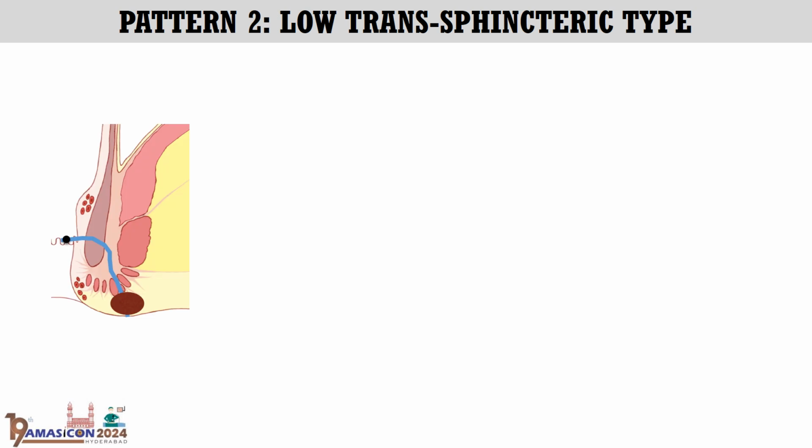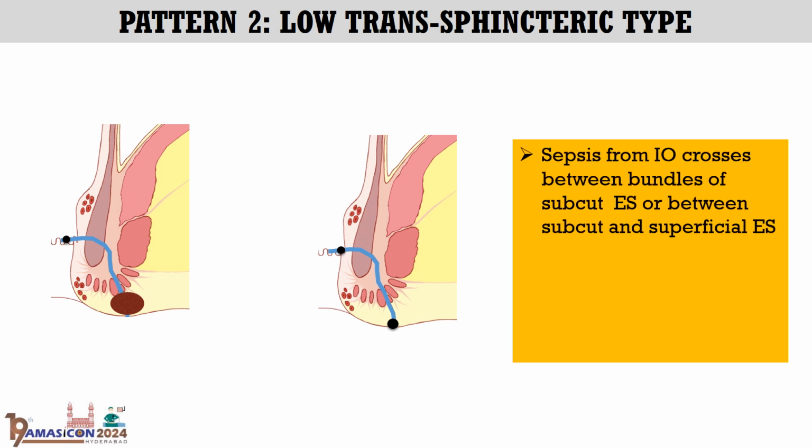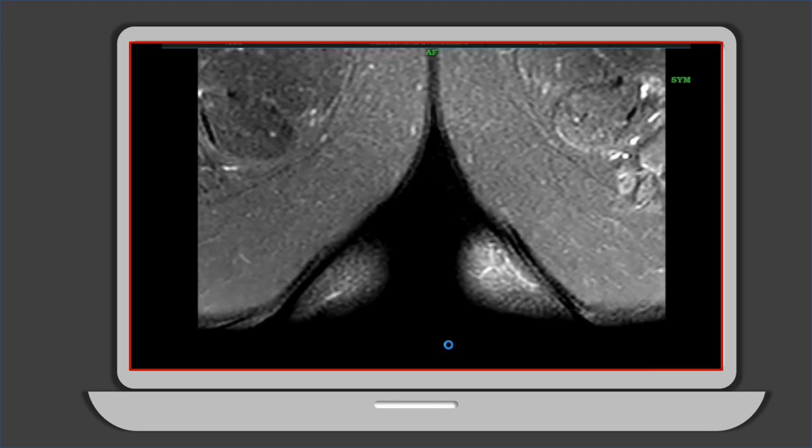Low transsphincteric type: the disease starts from the intersphincteric space and crosses a few bundles of the subcutaneous part, or passes between the superficial and subcutaneous parts. It can be an abscess or a fistula. Sepsis from the internal opening crosses between the bundles of the subcutaneous external sphincter, or between the subcutaneous and superficial external sphincter, and enters the perianal space or ischioanal space. The internal opening can be in any direction, but most commonly transsphincteric fistula lies anteriorly.